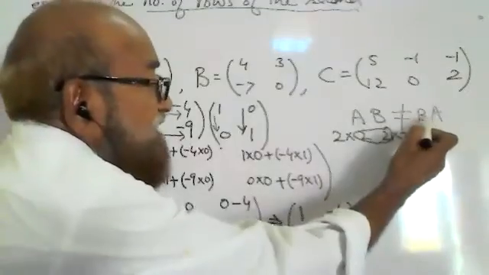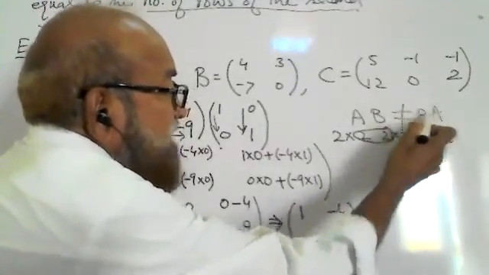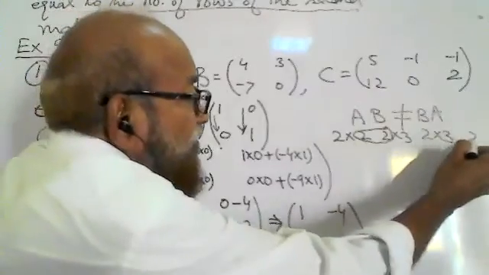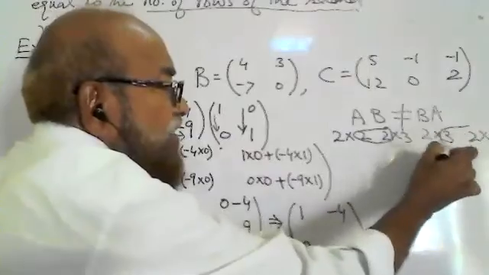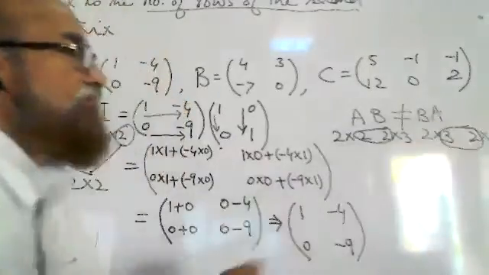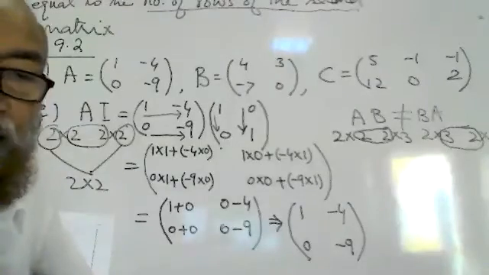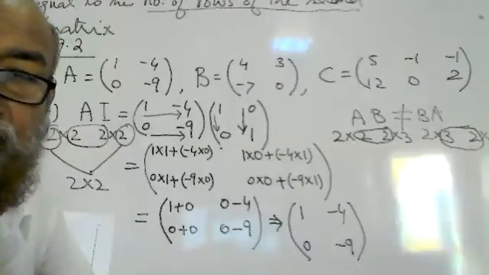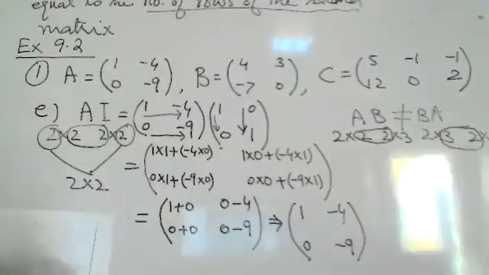But B into A: the size of B is 2 by 3 and the size of A is 2 by 2. So the middle numbers are not equal. So B into A is not possible.